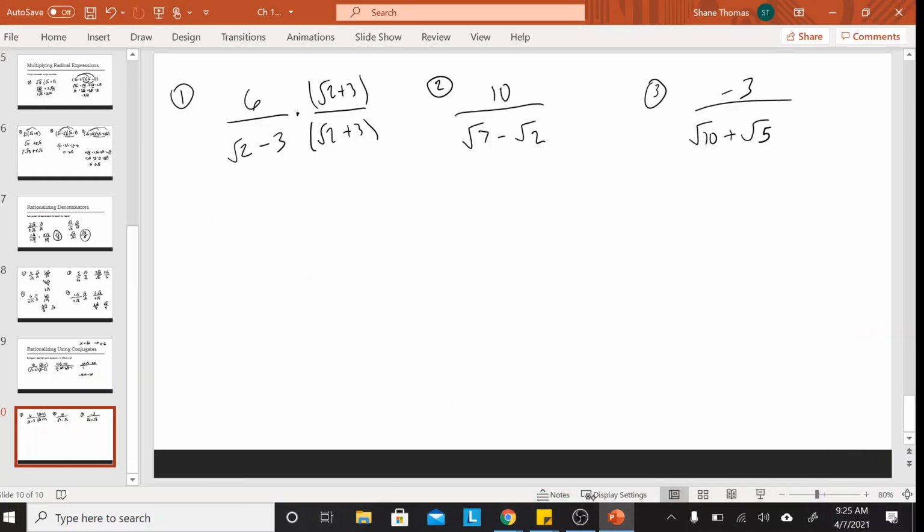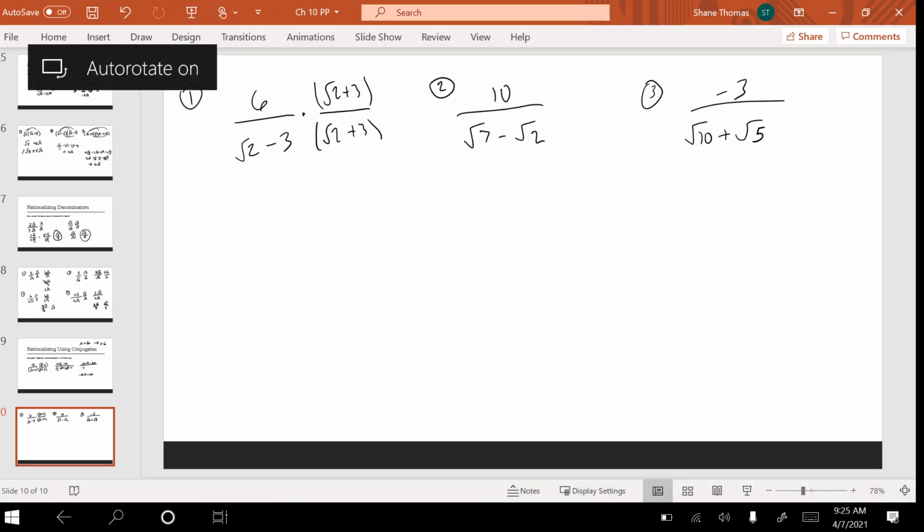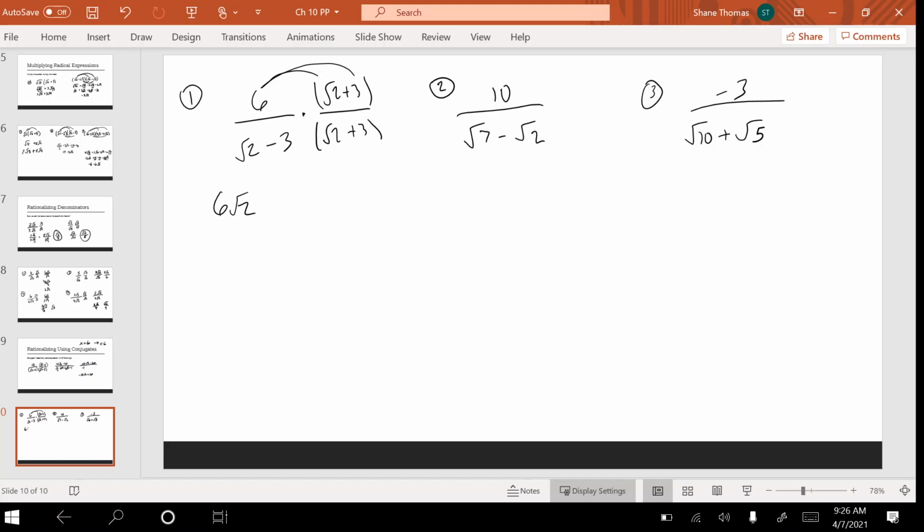If we want to multiply this by the conjugate, the first one, we have to multiply here and here. What's 6 times root 2? 6 root 2. 6 times 3 is 18. Now on the bottom, it's 2 terms and 2 terms, so we have to FOIL. Root 2 times root 2 is root 4. Root 2 times 3 is 3 root 2. Negative 3 times root 2 is negative 3 root 2. And I think everyone I saw missed this: negative 3 times 3 is negative 9. Now you go back through and simplify.